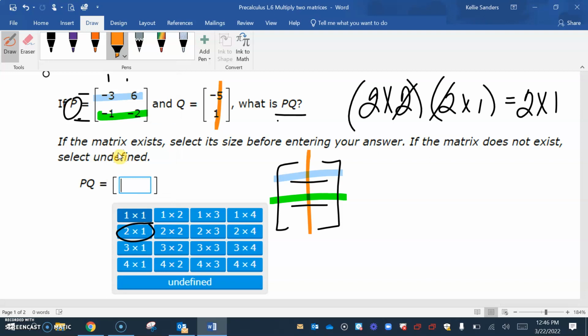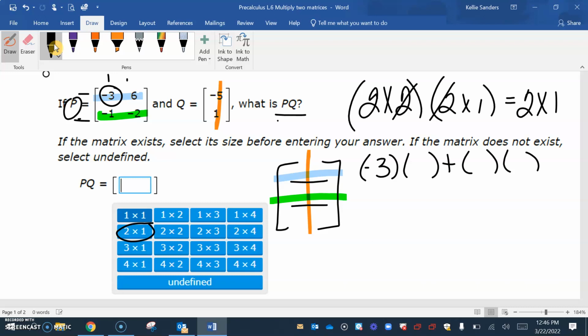and here's column 1. All right, so we're going to put the blue and the orange together to get the first number. But there are 2 numbers in the blue and 2 numbers in the orange. So what you're going to do is take the first number in the row and multiply it by the first number in the column. Then we're always going to add. Then we take the second number in the row and multiply it by the second number in the column. And we are going to do that math.